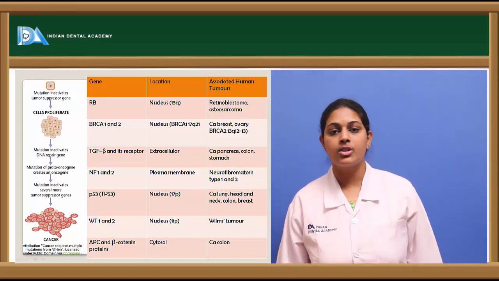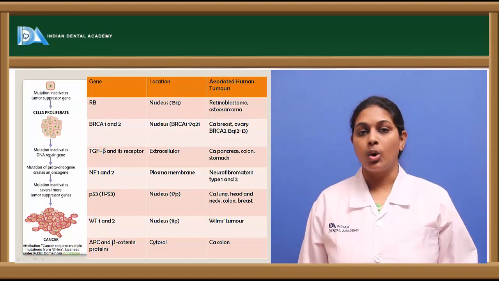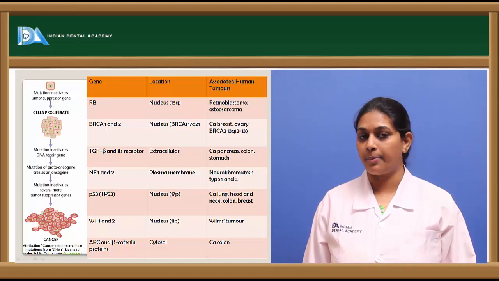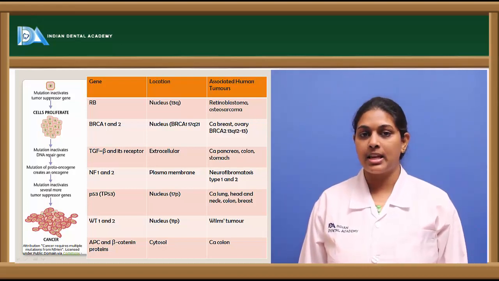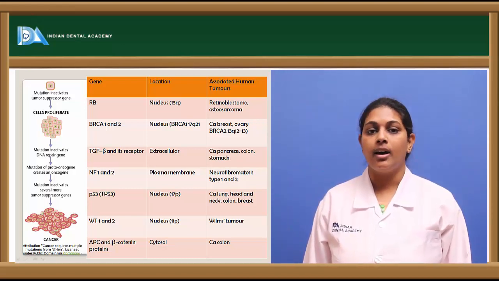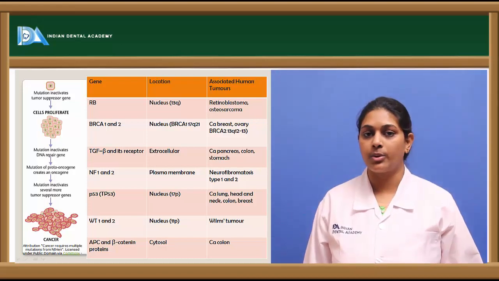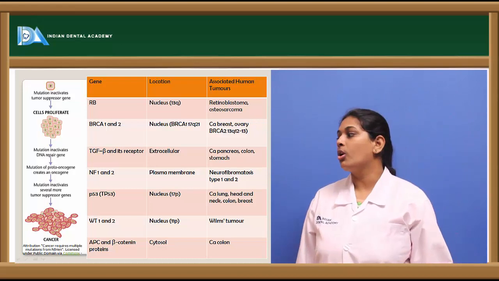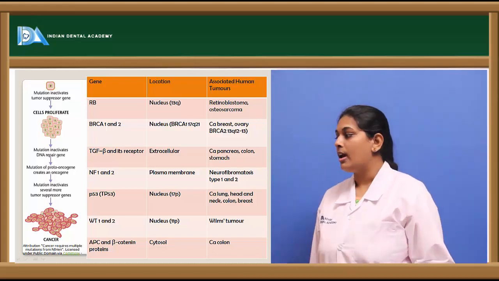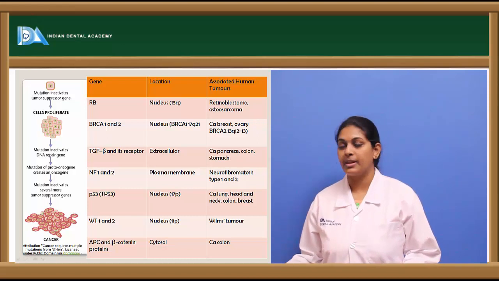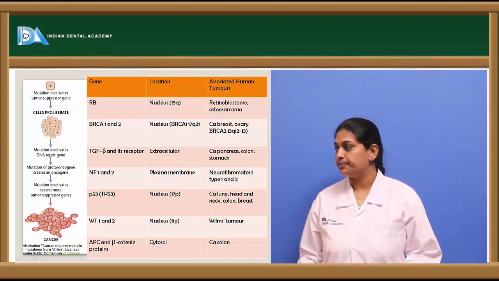The adenomatous polyposis coli gene was first observed in this disease, so it is known as the APC gene, and this APC gene is activated by a protein known as beta-catenin. This beta-catenin is involved in the activation of this gene. This gene is located in the cytosol and is most commonly seen in carcinoma of the colon. This completes the tumor suppressor genes.